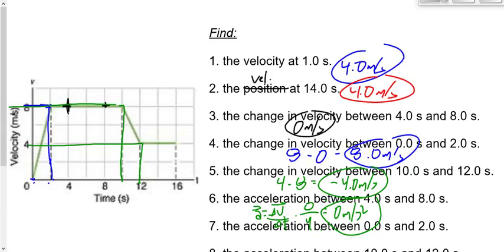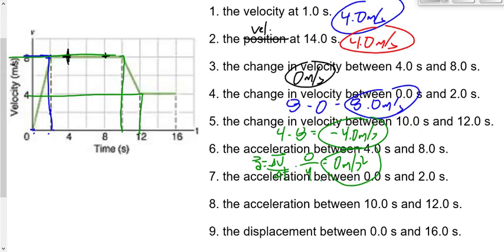Okay, what's the acceleration between 0 and 2 seconds? Between 0 and 2 seconds, my delta v is 8. My delta t is 2. 8 divided by my time interval here, which is 2 between 0 and 2 seconds, gives me an acceleration of positive 4.0 meters per second squared. Positive because we're speeding up in the positive direction.